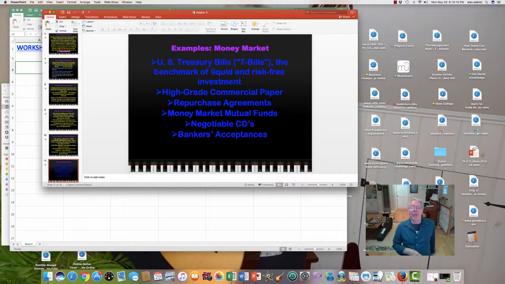It is an instrument of the money market. Why? Because it's a year or less. A T-bill, by definition, has a maturity date of less than a year. Another example of an instrument in the money market, and these are all in my book on page 48, would be high-grade commercial paper. That means a major company like General Motors, General Electric, Verizon, Coca-Cola. It's an IOU from them.